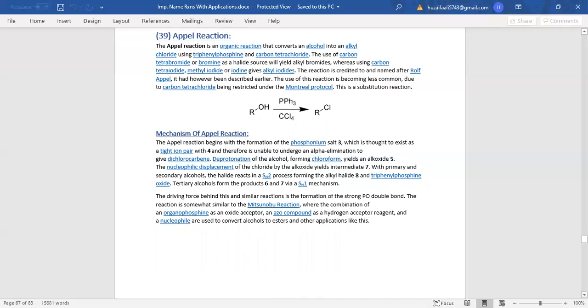The reaction is credited to and named after Rolf Appel. It had, however, been described earlier. The use of this reaction is becoming less common due to carbon tetrachloride being restricted under the Montreal Protocol. This is a substitution reaction. Mechanism.